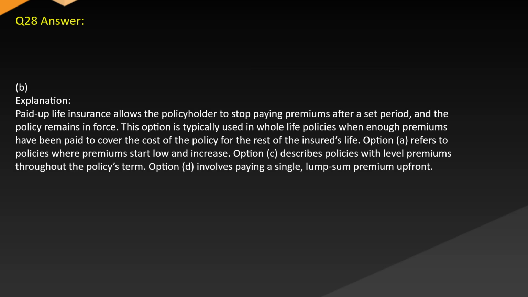Answer B. Explanation. Paid up life insurance allows the policyholder to stop paying premiums after a set period, and the policy remains in force. This option is typically used in whole life policies when enough premiums have been paid to cover the cost of the policy for the rest of the insured's life. Option A refers to policies where premiums start low and increase. Option C describes policies with level premiums throughout the policy's term. Option D involves paying a single lump sum premium upfront.